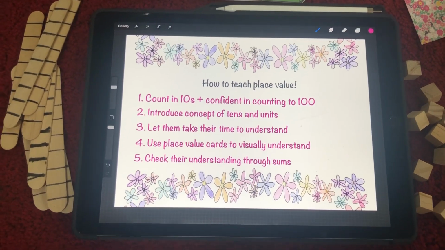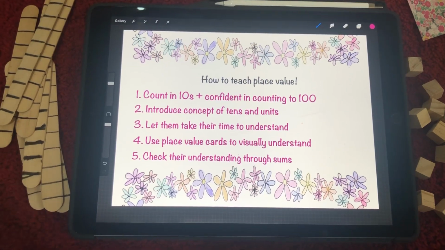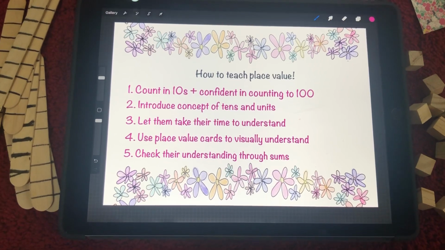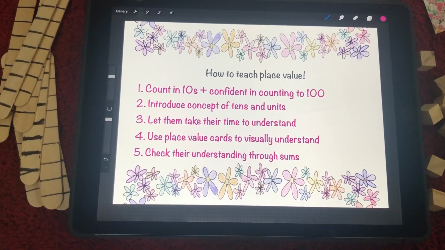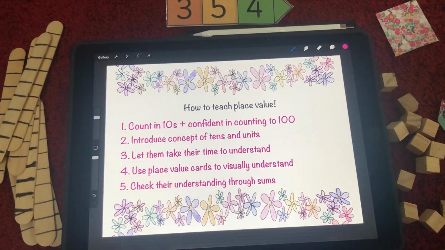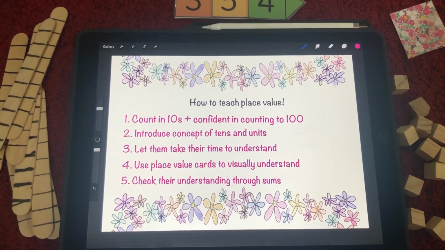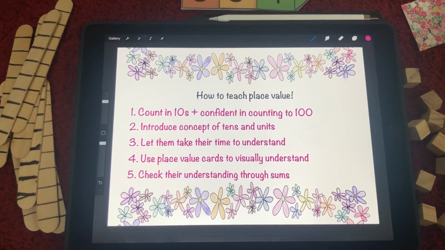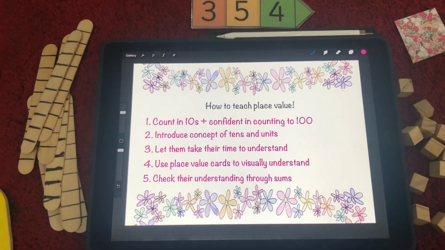So just to review, number 1, make sure your kids can count in tens and are confident in counting to 100. Number 2, introduce the concept of tens and units, showing them what numbers are made up of and all the rest. And number 3, let them take the time to understand. Don't rush them. Just keep coming back to it a couple of weeks later. They will get it in the end. Number 4, use place value cards to visually help them understand. And then you can check their understanding by number 5 at the end through sums and worksheets and all the rest.